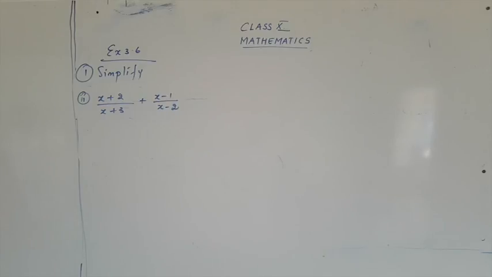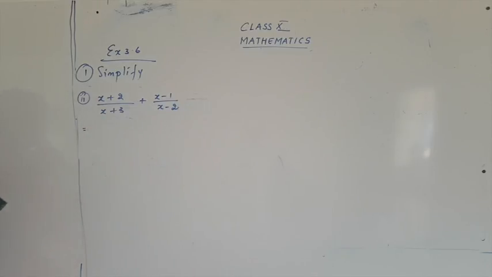But now here, see the denominators. For the first part, the denominator is x+3, and for the second part, the denominator is x-2. So what are we going to do here? We are going to add the expressions with unlike denominators. Now let's see how to go for the further step. So let's start with the answer.